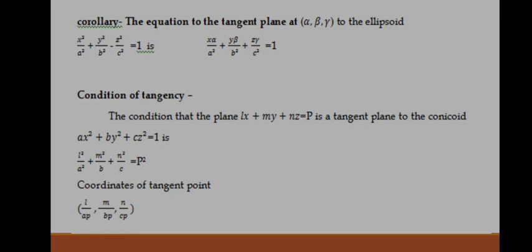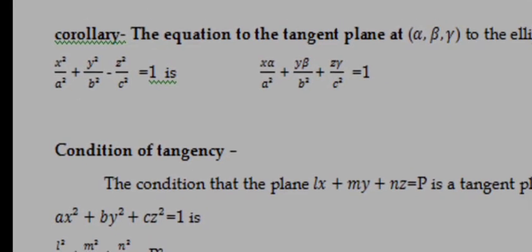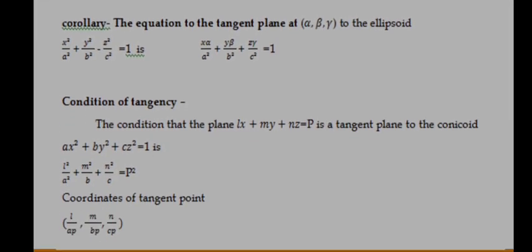Now the corollary form of the equation. The equation of tangent plane at a point alpha, beta, gamma to the ellipsoid: the standard form of equation is x square upon a square plus y square upon b square plus z square upon c square is equal to 1. Put there in the place of x square, so x alpha upon a square plus y beta upon b square plus z gamma upon c square is equal to 1. This is the equation.